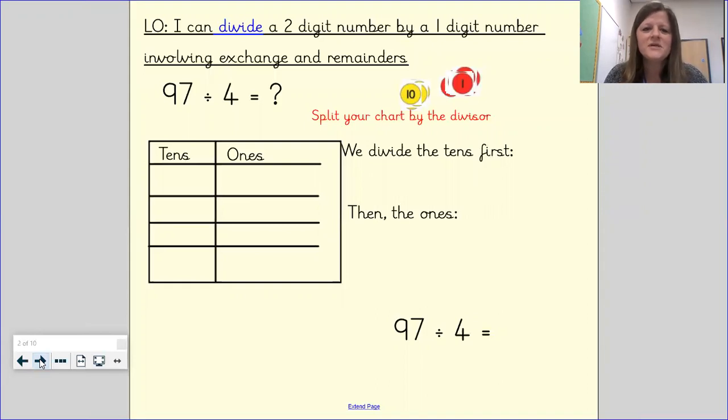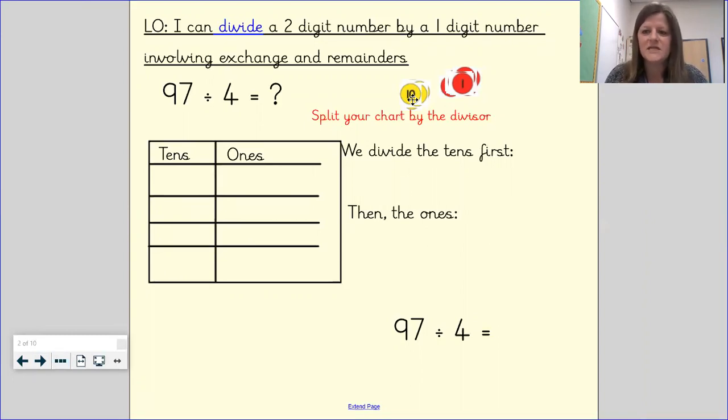Okay, we're going to start off with 97 divided by 4. As usual, we have got your tens and ones chart, and I've shared it by the divisor into 4. So I've divided it into 4 equal rows, 4 equal groups. Use place value counters, use yellow and red marks, use a circle with a 10 and a 1, whatever you have been using to help you, that is absolutely fine.